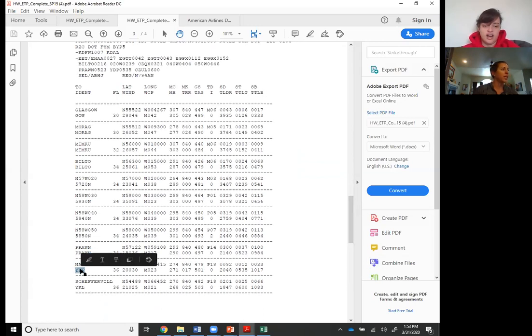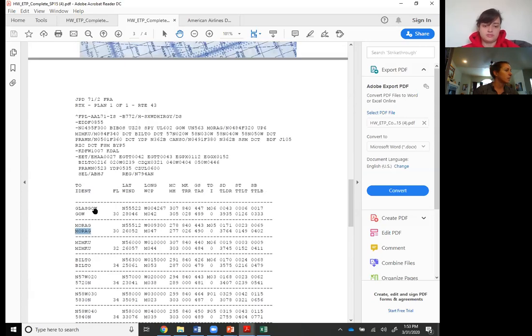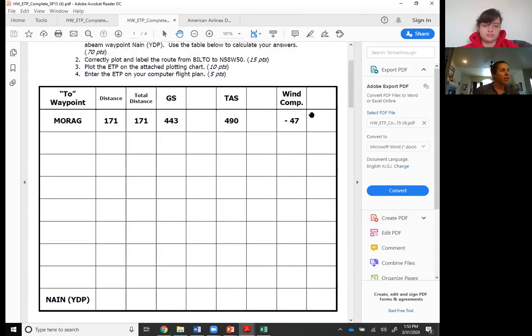Notice it ends at Nain, and it starts at Morag, or sorry, it starts at Glasgow. So I've already given you one line so that I can ensure that you're transposing the correct data. Okay, so fill this entire thing out.